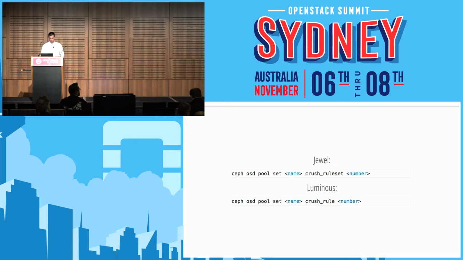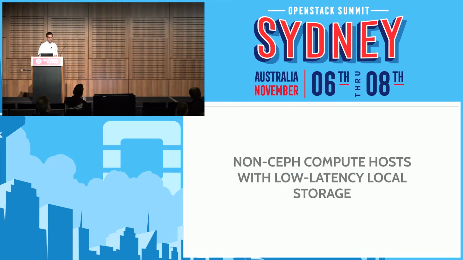Now, there is one thing that I do want to point out, and that is in a Ceph-backed OpenStack cluster, you might want to consider deploying some of your compute nodes, some of your hypervisor hosts, with low latency local storage. Now, why is that the case? Because storage latency has dropped much faster over the past few years than network latency has.